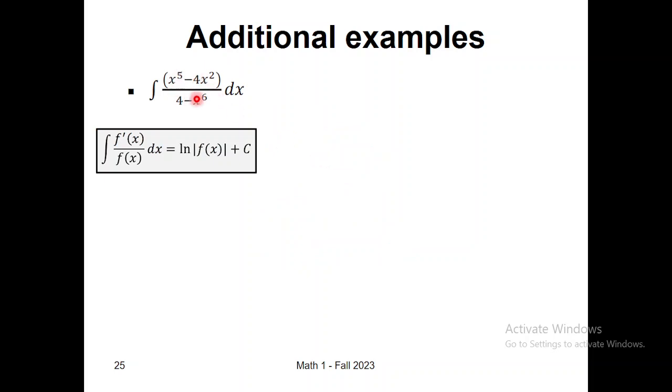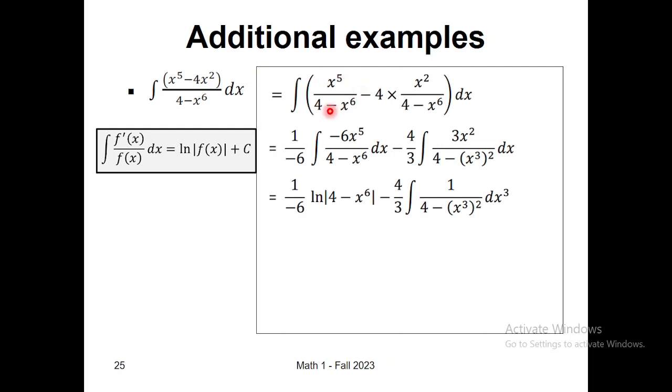Consider this example, and we also want to apply the same idea. Now if we check the derivative of the function in the denominator, it is not exactly the function in the numerator, because the derivative of the function in the denominator will be 6x to the power 5, but we have this extra term x squared. But we have a minus sign here, so we can divide this integration into two problems: x to the power 5 over this expression, where we can apply this rule, and then see how to deal with the extra problem.